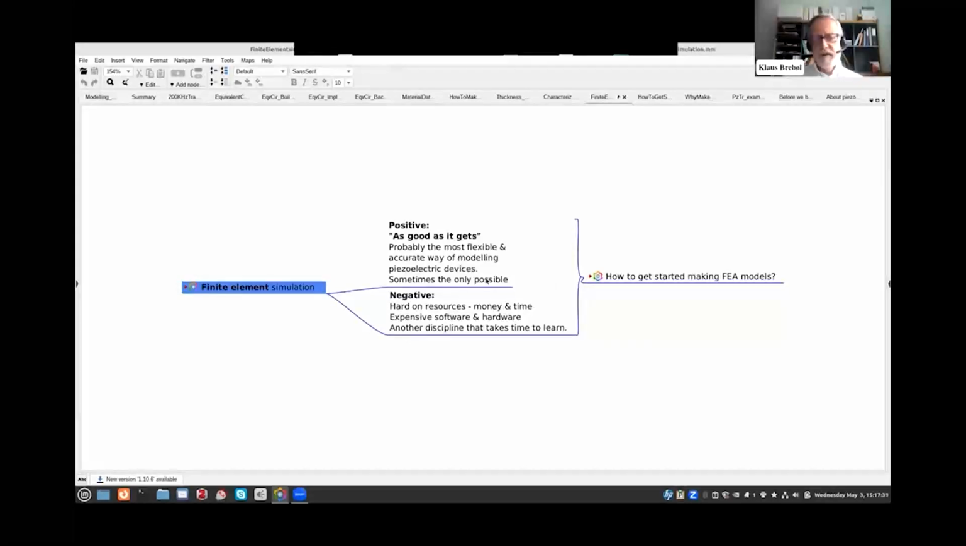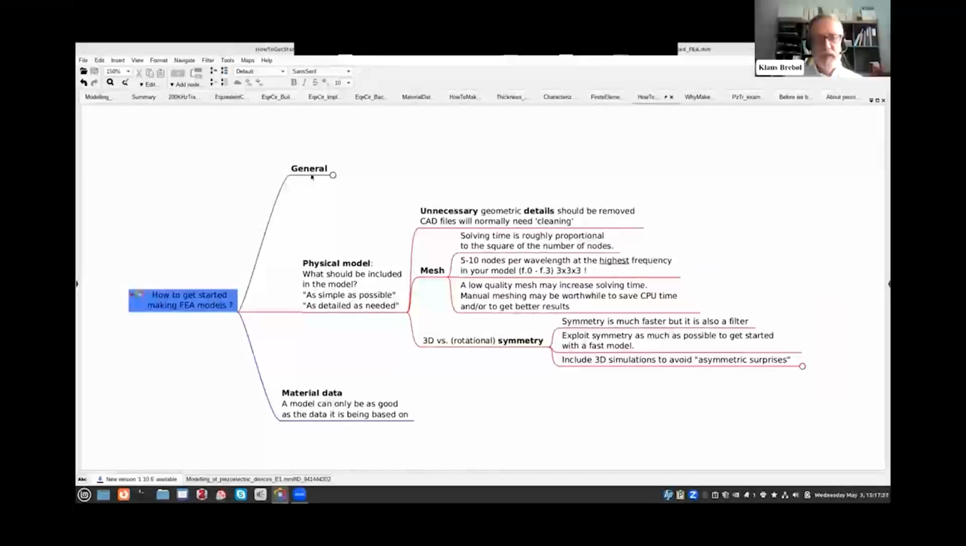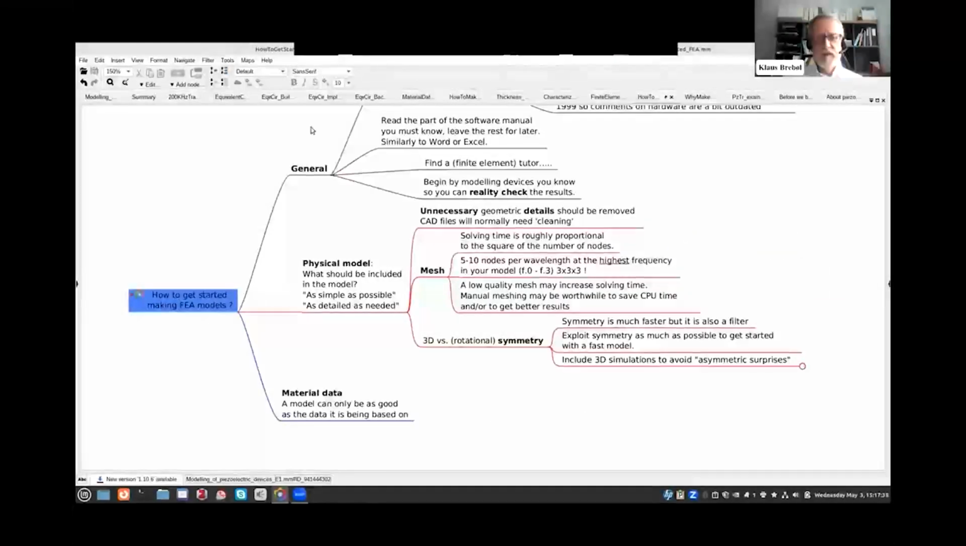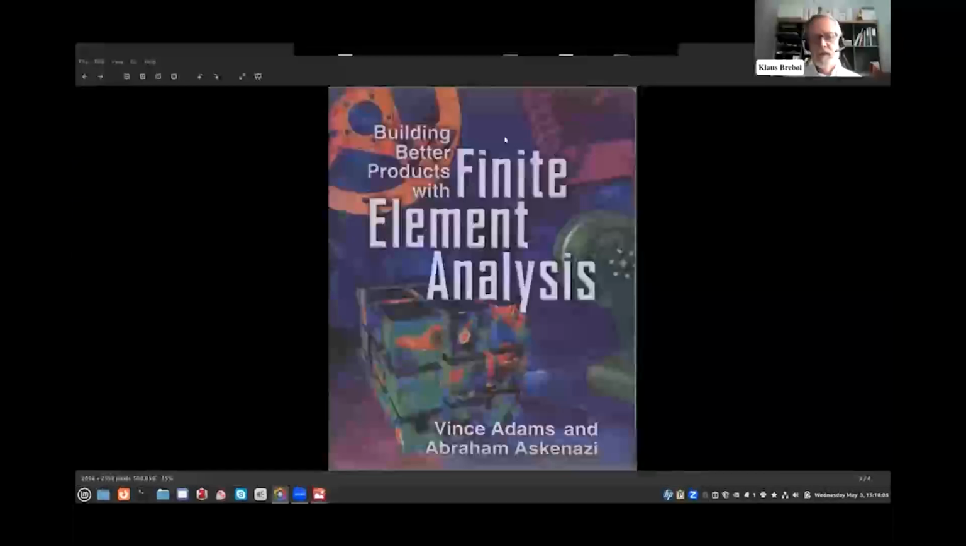But once you have decided that it's worthwhile, then the question is how to get started. And in general, if you're completely new to this, you should find a good book to read, because you probably know a lot about piezo ceramics, but you are a bit thin on finite element simulations, and therefore need to get an overview. For me, this book helped a lot. Building Better Products with Finite Element Analysis by Adams and Askenazi.